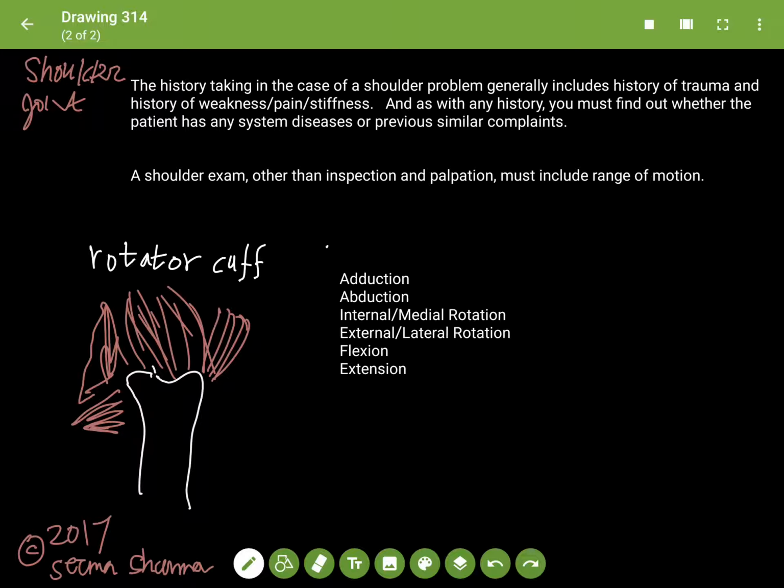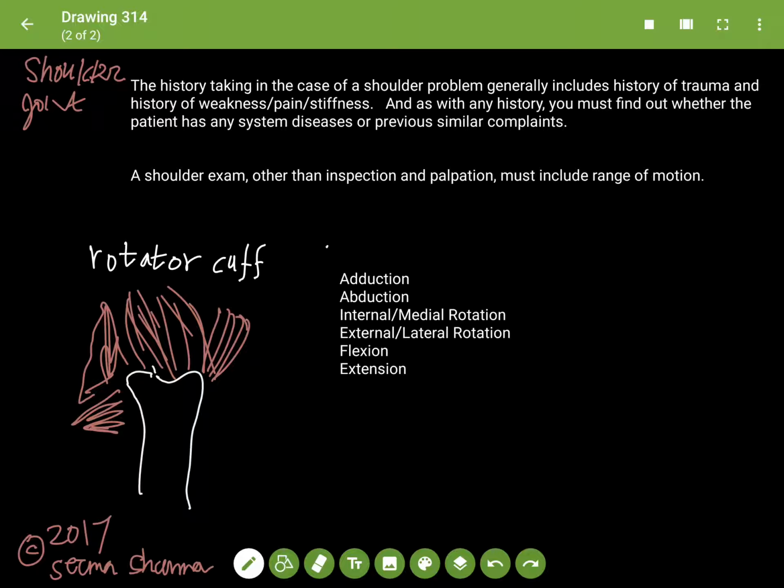So when we talk about the shoulder and the history, if a patient is complaining of a shoulder problem, they're going to complain of weakness or pain or stiffness. And in your history, you're always going to find out if the patient has any systemic diseases, any previous similar complaints, or a history of trauma.